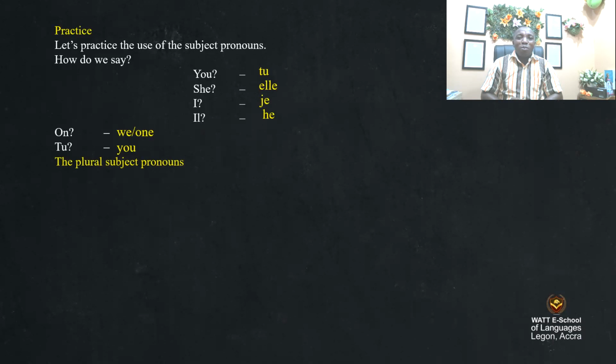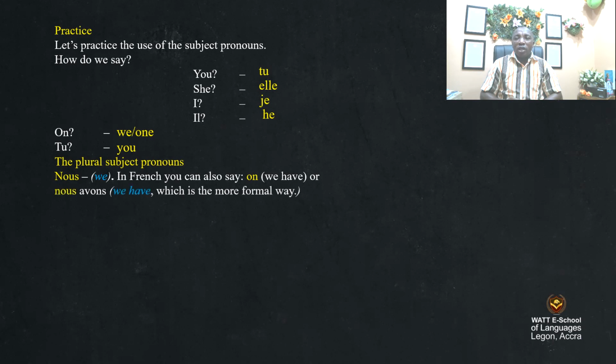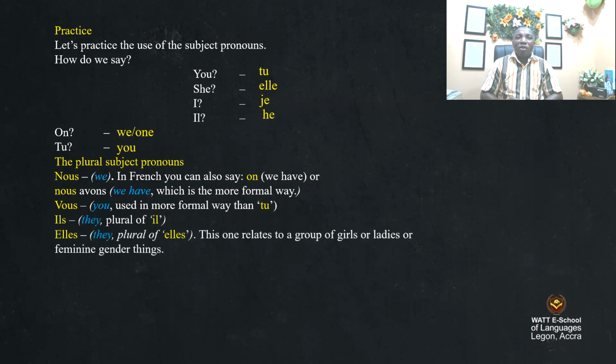Now the plural subject pronouns. We are done with the singular subject pronouns. You know their number. We have je, tu, il, elle, on, so you have 5. Now let's go to the plural subject pronouns. We have nous. In French, you can also say on a, or nous avons, that is we have, which is the more formal way. Vous, you use in a more formal way than tu.